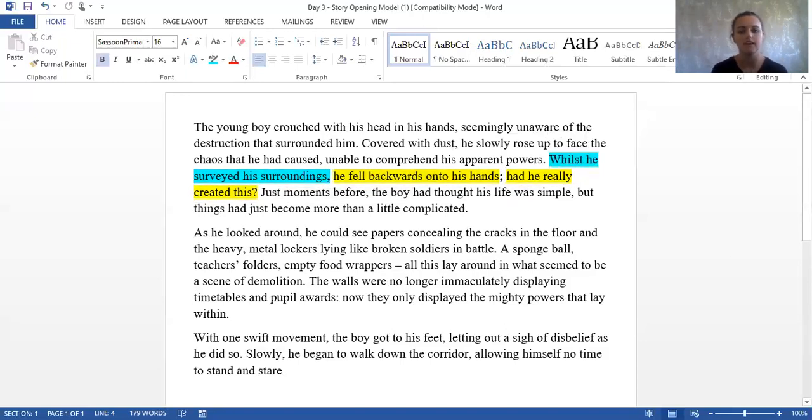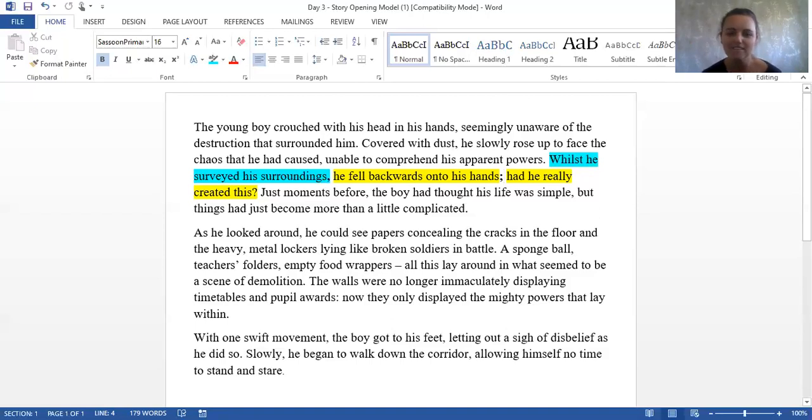Whilst he surveyed his surroundings, he fell backwards onto his hands, semicolon, had he really created this? You don't need a question at the end. You could have replaced it with a statement. For example, whilst he surveyed his surroundings, he fell backwards onto his hands; he couldn't believe that he had created this mess. So it doesn't have to be a question, but a question is quite nice.